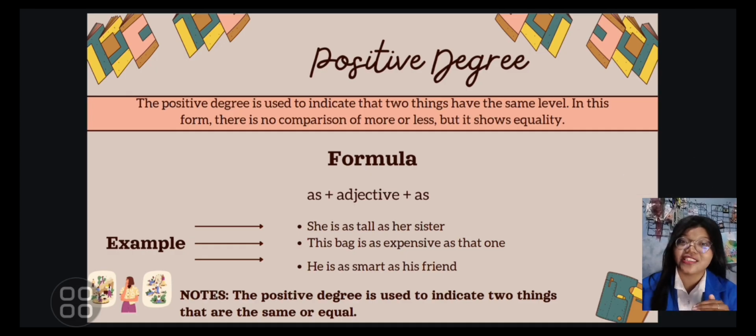He is as smart as his friend, meaning both are equally smart. Three, this bag is as expensive as that one, meaning both have the same price. So remember, positive degrees show equality, no more, no less.